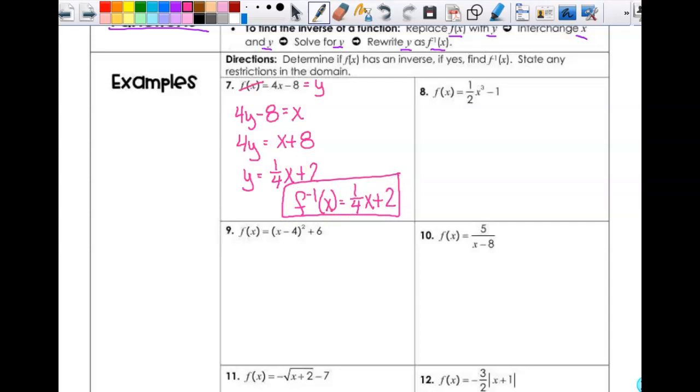Right. So let's look at number 8. We've got f of x equals this, so this is going to equal y. I exchange them, so I get 1/2 y cubed minus 1 equals x. Add 1 to both sides.